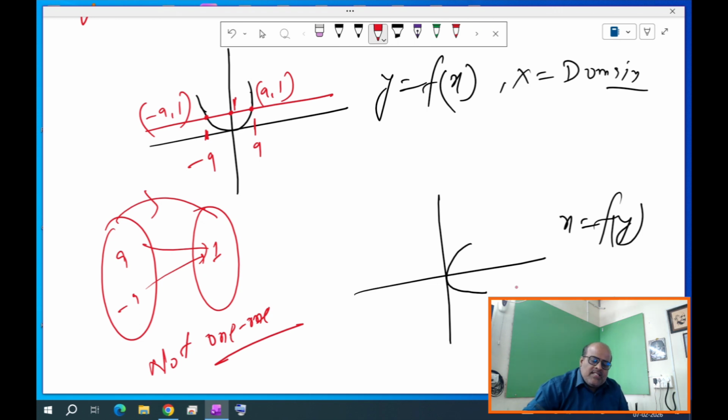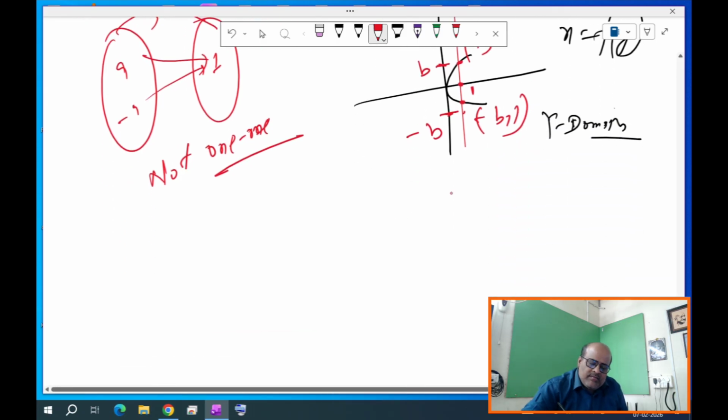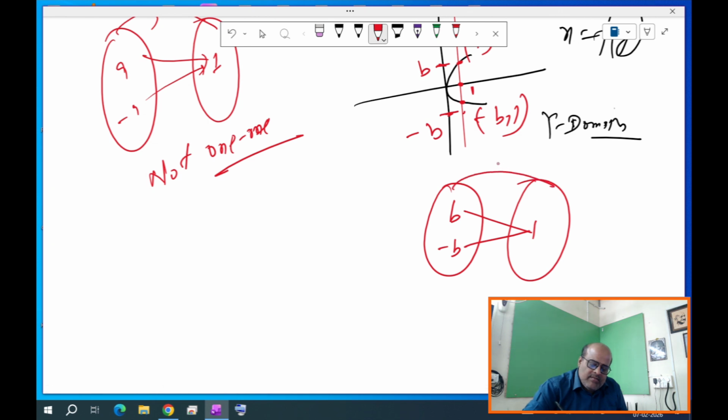Next, here the y-axis is the domain, and I will do the same. I need the range, so the range is on the x-axis. Suppose this is 1, and I choose B and minus B. At B we get 1 and at minus B we also get 1, here and here. So two domain points give the same range value. So this is not 1-1.